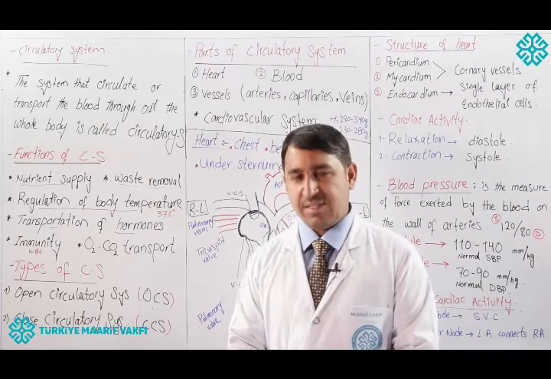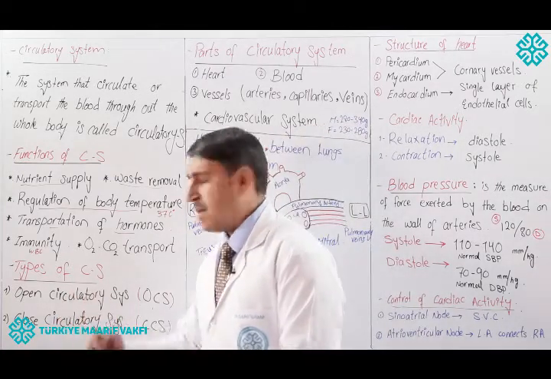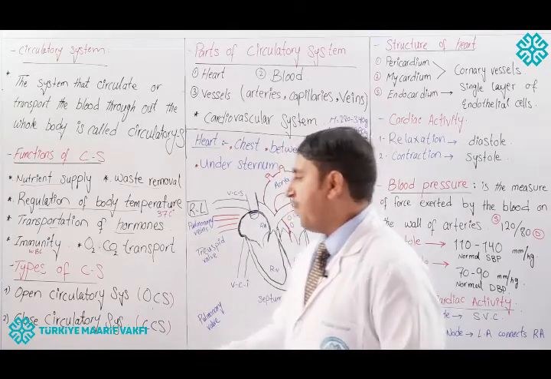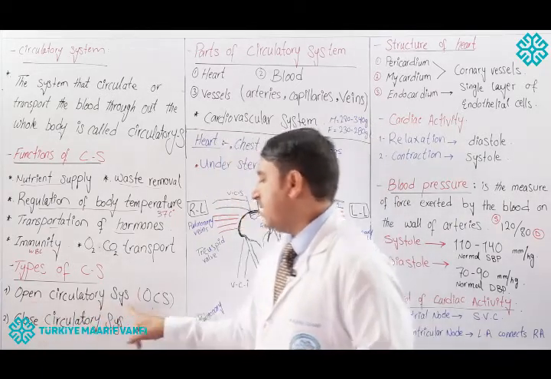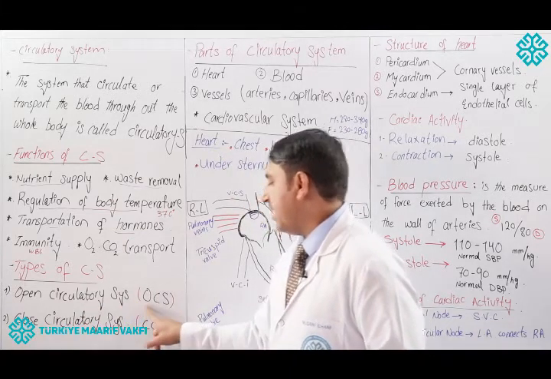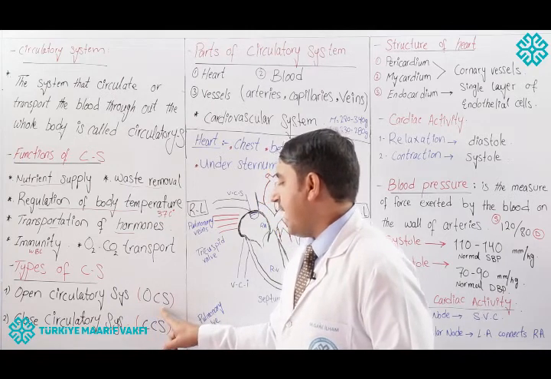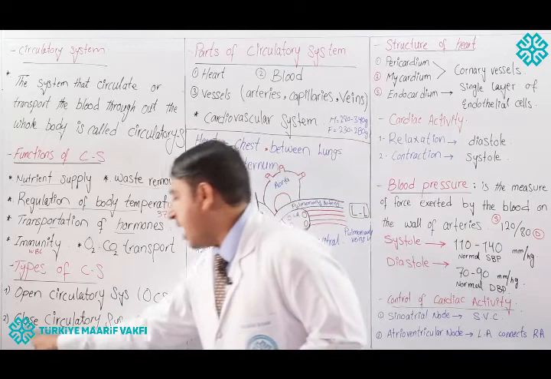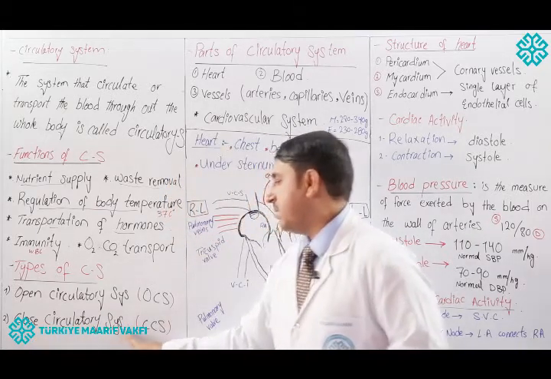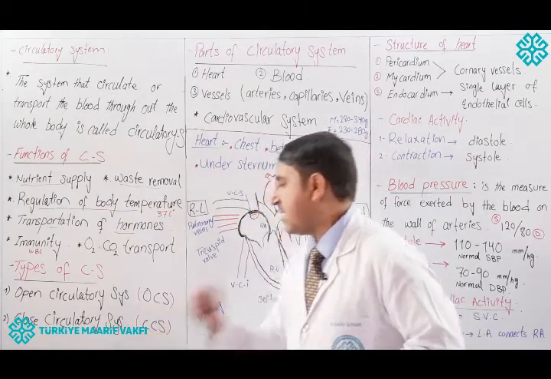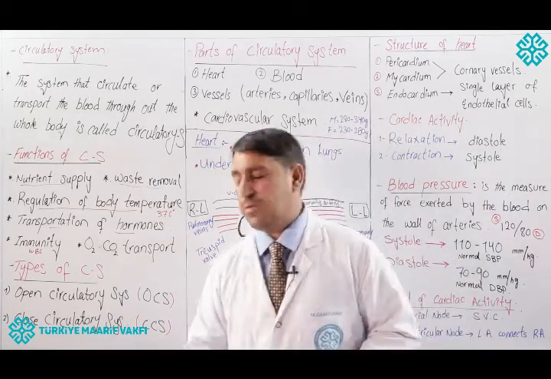After that, we are coming to the types of the circulatory system, that is, how many types do we have in this system. We have two types of circulatory system in living organisms. The first one is the open circulatory system, or we can abbreviate it as OCS, and the second is the closed circulatory system, that is CCS. What is the difference between them?